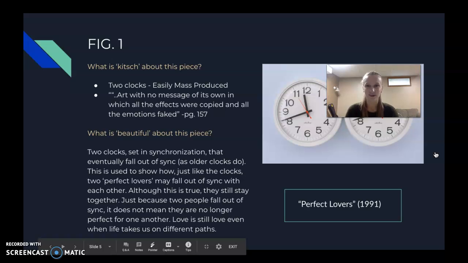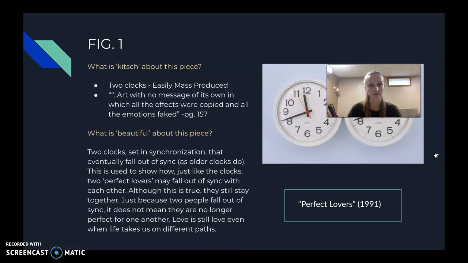To start off, I wanted to start with this piece called Perfect Lovers, which was made in 1991. Before I describe the meaning of this, I wanted to start by just looking at the piece and explaining why I think that photo in itself is kitsch. If we look on the right here, we see the photo. It is two clocks set at the same time in front of a blue background.